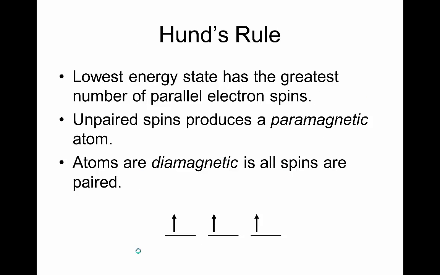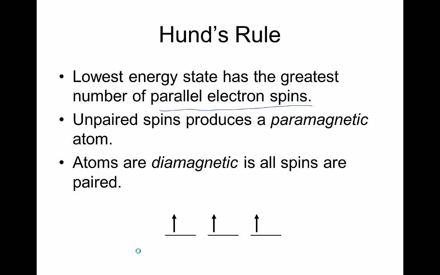Well, we need one more rule, and that rule is Hund's rule. So it turns out that the lowest energy state has the greatest number of parallel electron spins. Parallel just means all the spins are in the same direction, all up or all down. So if we can get the electrons so that they are parallel, that's going to give us a slightly more stable atom. And this has to do with the magnetic effects. Well, it has to do in part with the magnetic effects that we get these parallel spins.